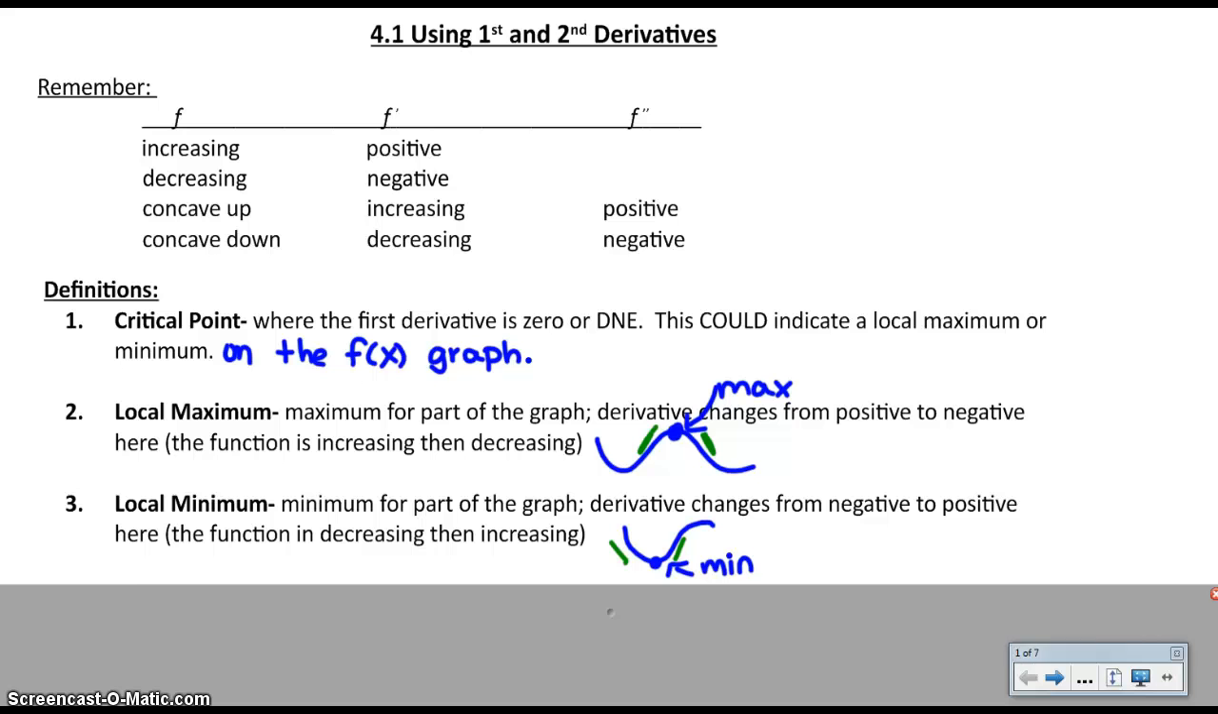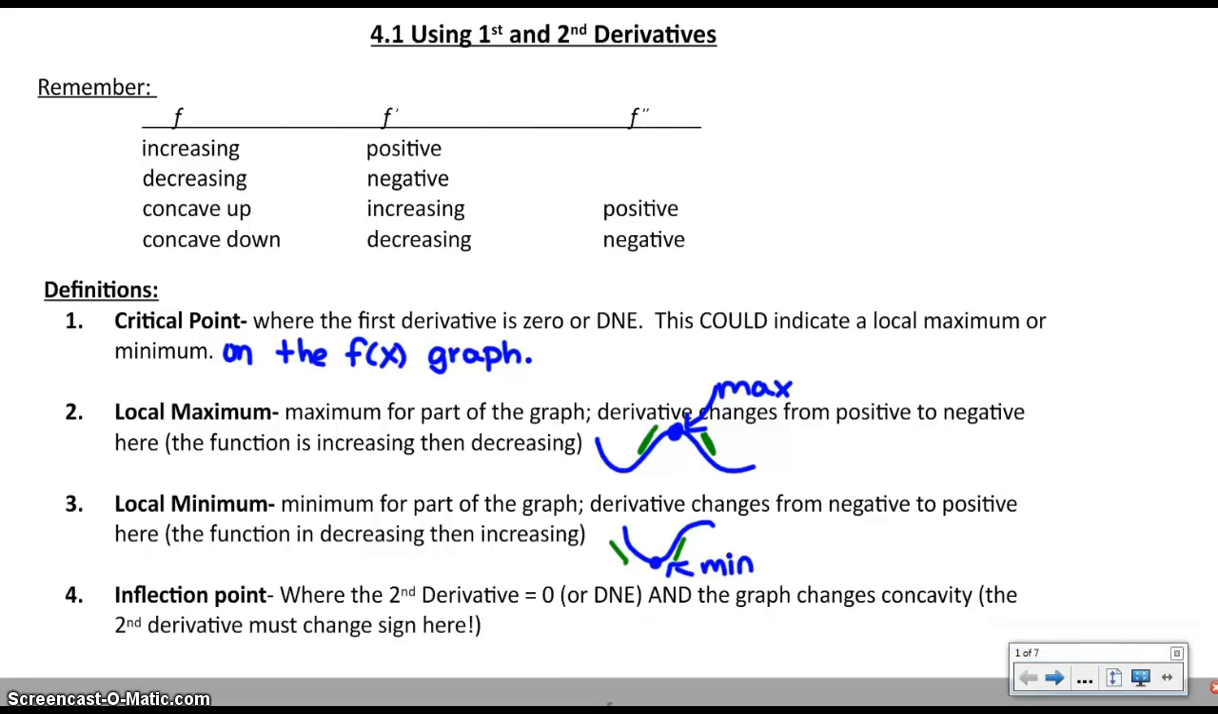And then our last vocabulary word is inflection point. And this is where the second derivative equals zero or does not exist, and the graph changes concavity. That's really important, that and there. The second derivative can equal zero without a change in concavity.